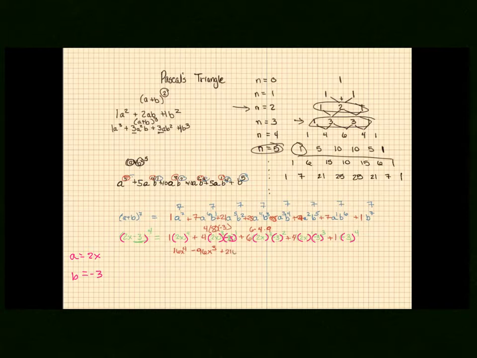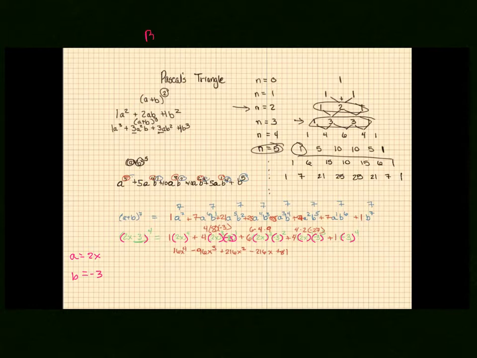Okay, now we're just going to simplify with our exponents. 2 to the fourth is 16, so this will be 16x to the fourth. 2 cubed is 8, times negative 3, times 4, which is negative 96. So we've got minus 96x cubed. Then we have 6 times 2 squared, which is 4, times negative 3 squared, which is 9, so that's 216. So plus 216x squared. Then we have 4 times 2 times negative 3 cubed, which is negative 27, and that is equal to negative 216 in this case. So we have negative 216x to the first power. Then we have negative 3 to the fourth power, which is 81.